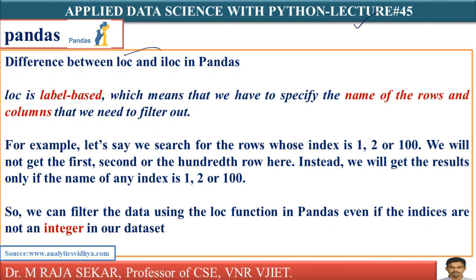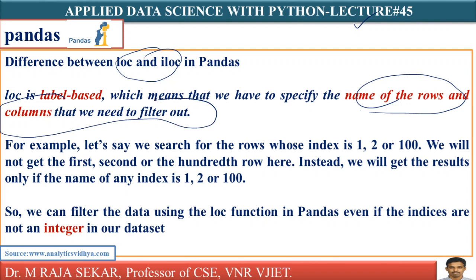In this lecture, we will try to understand loc and iloc. These loc and iloc are two super useful functions in pandas. I will also discuss loc and iloc in lecture number 46, my next lecture. loc is label based, which means that we have to specify names of the rows and columns that we need to filter out. What is the difference between loc and iloc in pandas?